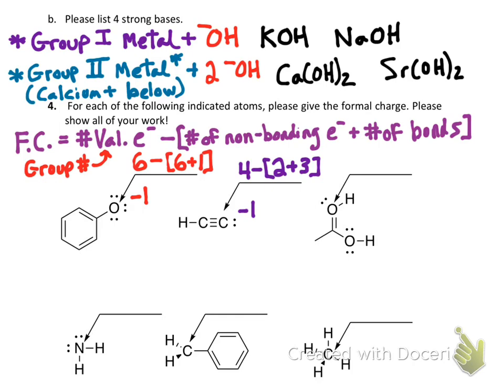Alright, this next one, oxygen, again, is in group 6, so 6 valence electrons minus. Now in this case, we only have the 2 non-bonding electrons, so 2. And then we've got 1, 2, 3 bonds.